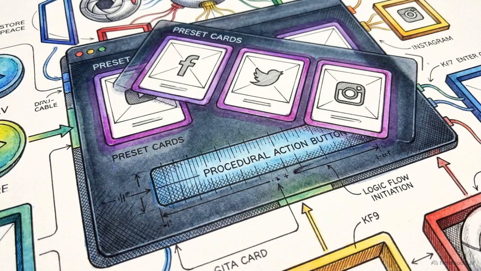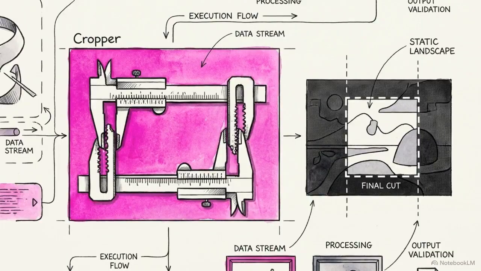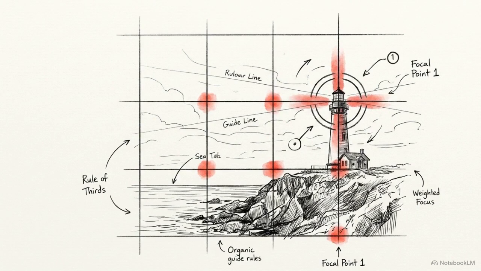With the focus point set, you move to the preset menu. You select Instagram Square, LinkedIn Banner, Twitter Post, and click Process. The final component steps in, the cropper agent. Its job is to cut the image, but it operates strictly under the rule of thirds, a classic compositional guideline where subjects are placed off-center to create more visual interest.